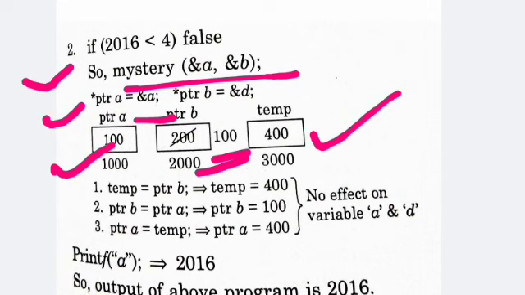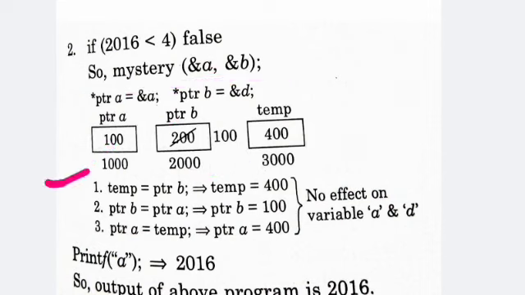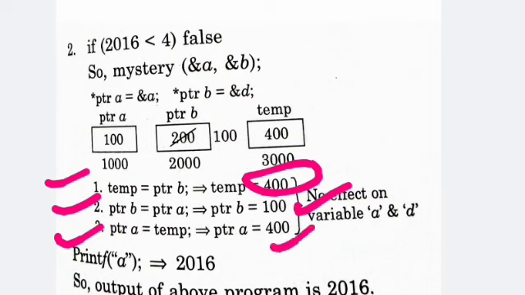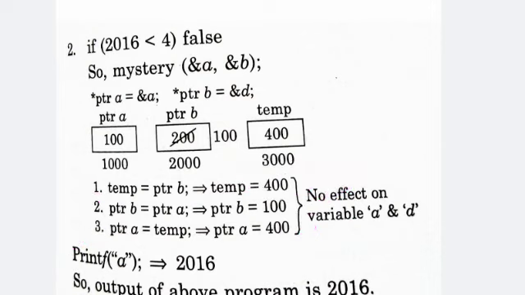Now first temp is equal to *ptrB, which represents temp 400, and here *ptrB is *ptrA, which represents 100, and *ptrA is equal to 400. It is also shown there is no effect on the variables a and d. So here we print the value of a, which is 2016, meaning the address of a. So the program output is 2016.